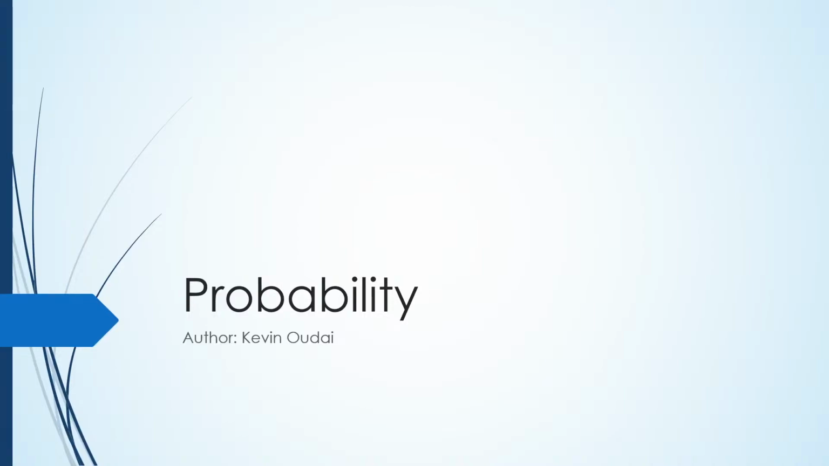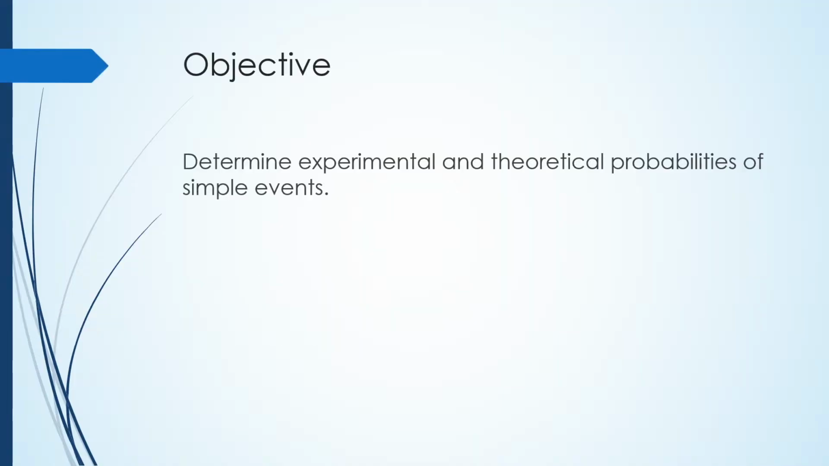All right, so this will be the 13th lesson, I believe, in the statistics series. We're almost done with statistics. This lesson is going to be on probabilities. The objective for the lesson is to determine the experimental and theoretical probabilities of simple experiments.